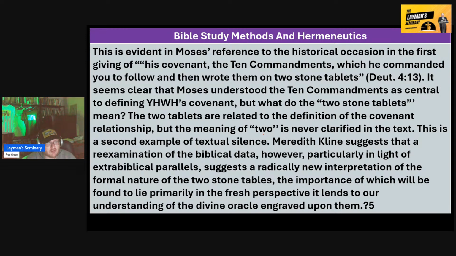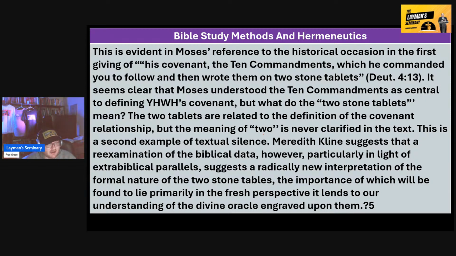But what do the 2 stone tablets mean? The 2 tablets are related to the definition of the covenant relationship, but the meaning of 2 is never clarified in the text. 2 copies. This is a second example of textual silence.